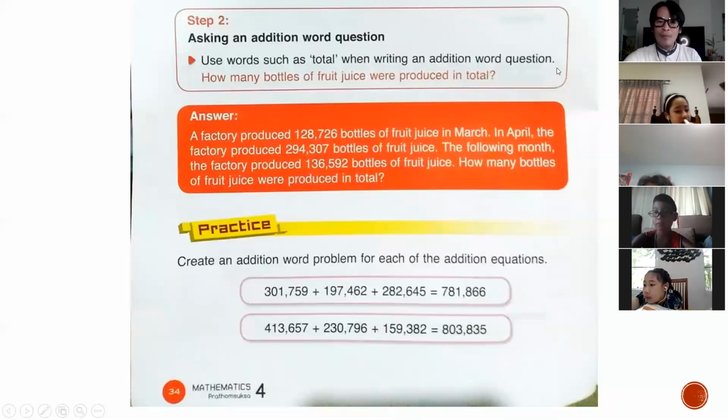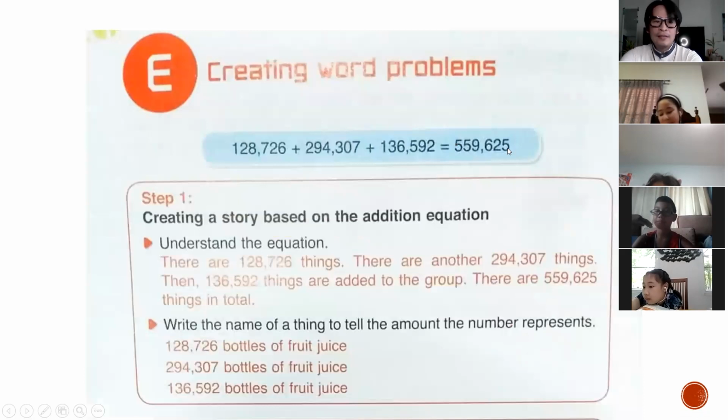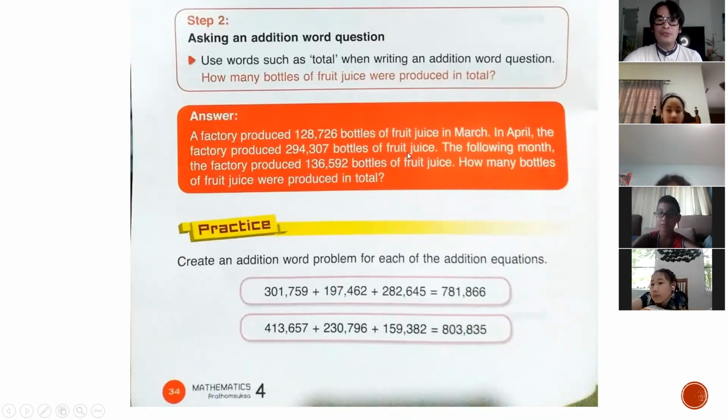So going back, we have created a story, right, students? Yes, of course. And second, we have written the name of a thing. The name of a thing in this example is fruit juice. And the third is that we had a question in the last part of your answer, which is how many bottles of fruit juice were produced in total.